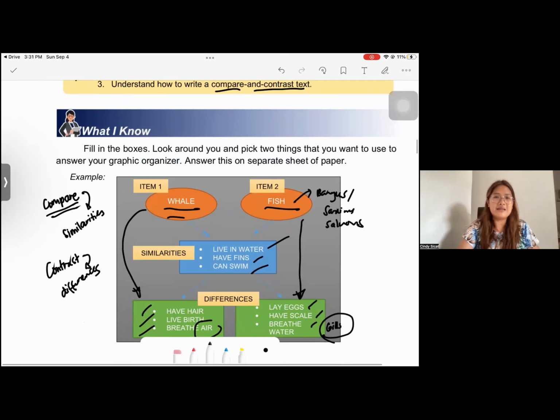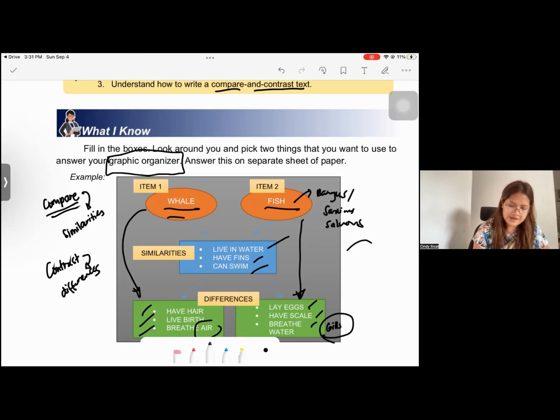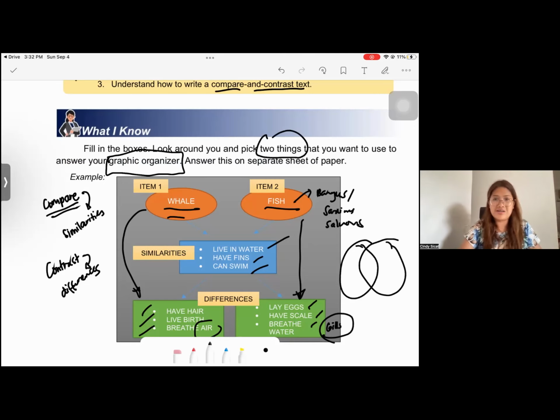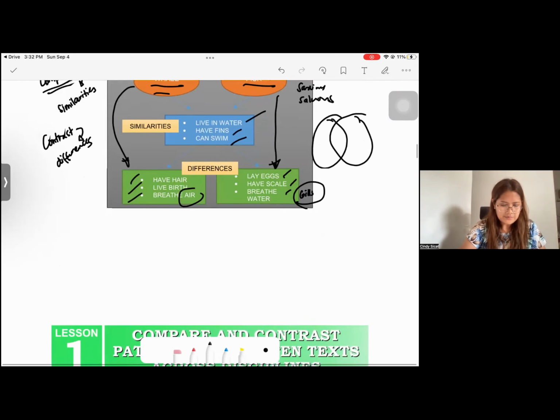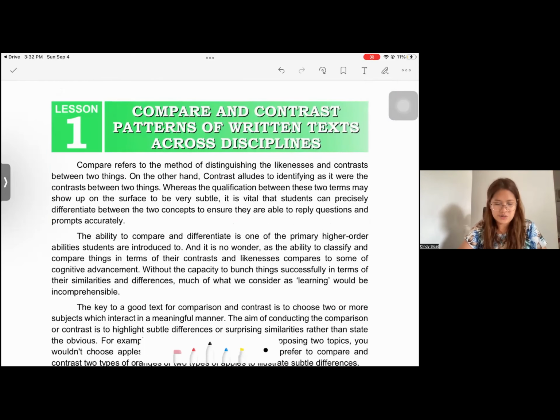For you to practice, you could use this example, this graphic organizer, or a Venn diagram when you finally get a hold of two things that you want to compare and contrast. Now let's get to the discussion proper.